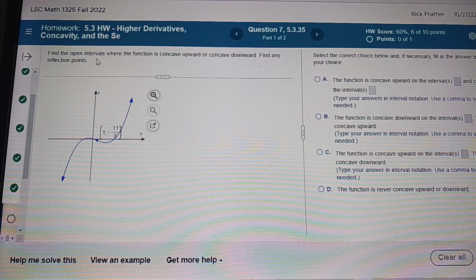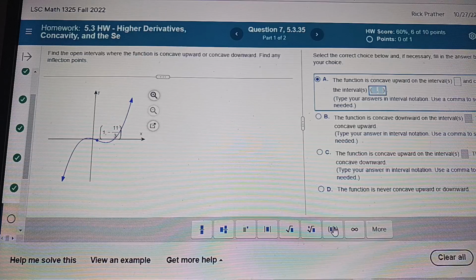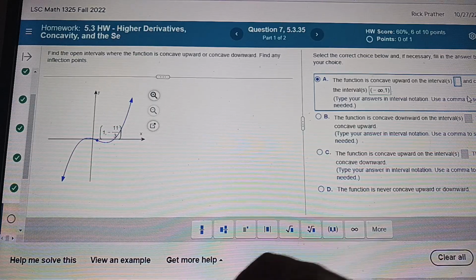So first it says find open intervals where the function is concave upward or concave downward. It's concave down first from -infinity until you get to +1. So we're concave down on the interval -infinity to +1. Then from +1 forever to the right to infinity, from +1 to infinity, it's concave up.